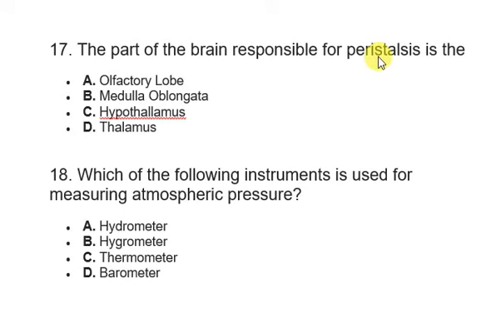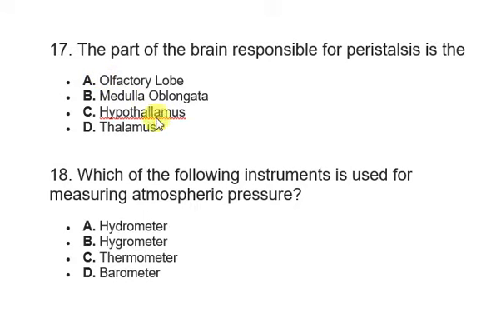So the part of the brain that is now responsible for this peristalsis is A, olfactory lobe. Olfactory lobe is the part of the brain that is responsible for smell. Do you understand? It's responsible for smelling. So obviously it is not responsible for peristalsis. B, medulla oblongata, and that is the correct answer. The part of the brain responsible for peristalsis is the medulla oblongata.